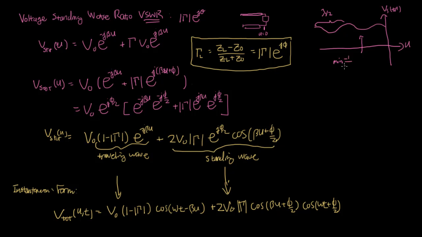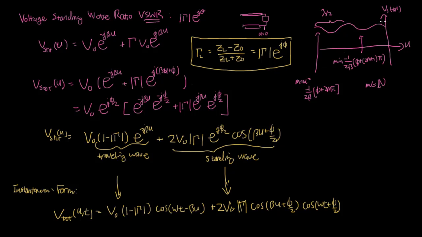equal to minus 1 over 2 beta of phi plus 2m plus 1 of pi. So that's a quick way to figure out where the location of the minima are. And m is all the natural numbers. So it goes 0, 1, 2, and so on and so forth. The maximum is going to be equal to minus 1 over 2 beta of phi plus 2m pi. So using this, you can figure out what the maximum and minima are.